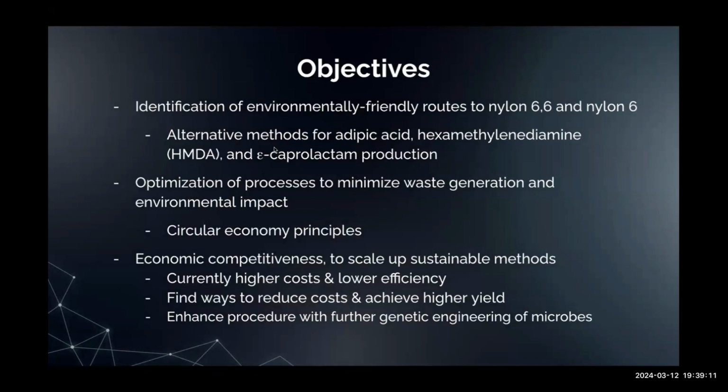So here are objectives for our project. Our objectives are to identify environmentally friendly routes to nylon 6,6 and nylon 6, and identify alternative methods for adipic acid, HMDA, and caprolactam production. We also want to optimize the process to minimize generation of waste and the impact this process has on the environment in general. Additionally, we want to scale up sustainable methods while it currently has a higher cost and a lower efficiency. We want to reduce that cost and achieve higher yield while enhancing the procedure with further genetic engineering of microbes.